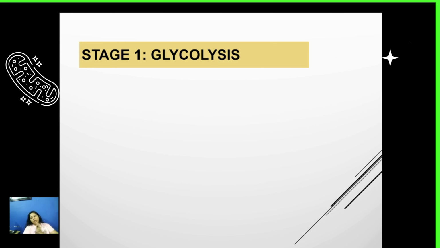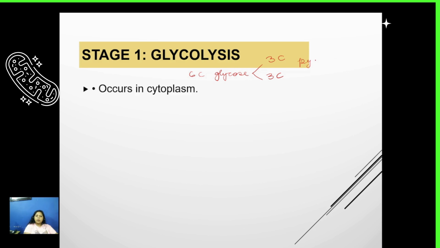Hello everyone, welcome back to my channel. In this video we are going to discuss the very first stage of cellular respiration, which is glycolysis. So basically the glucose is going to break down: a six carbon compound is going to break into two three carbon compounds, and this is known as pyruvate. Let's go into the detail of the cycle.